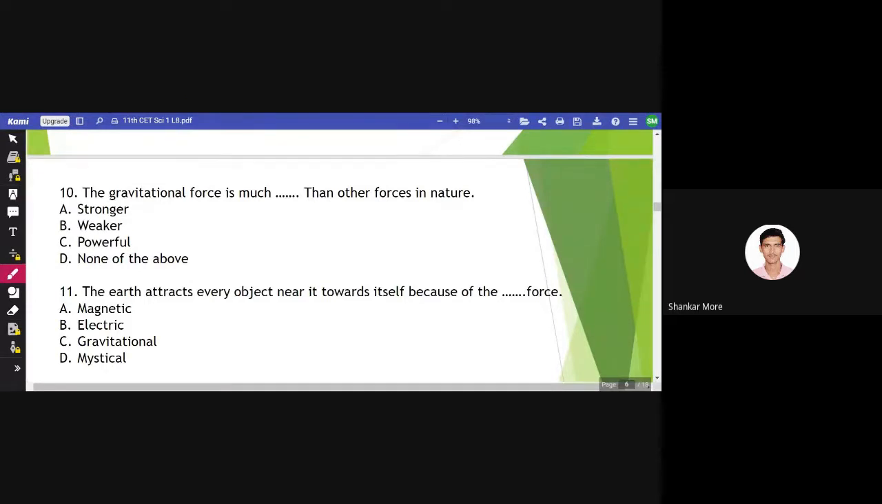It affects long distance objects as well, right? It is weaker. So option B is correct.